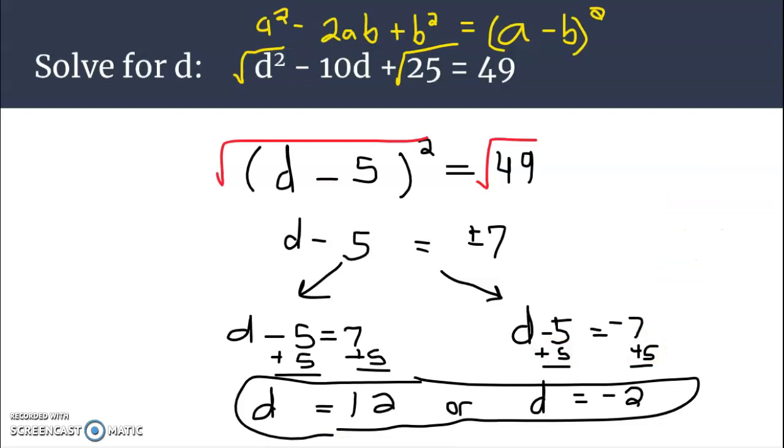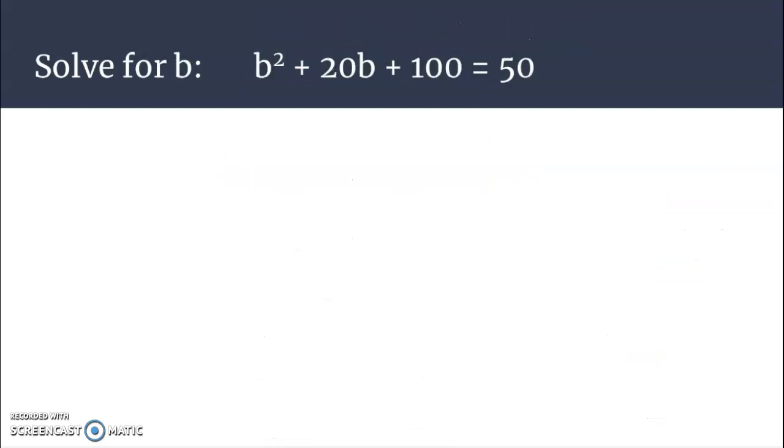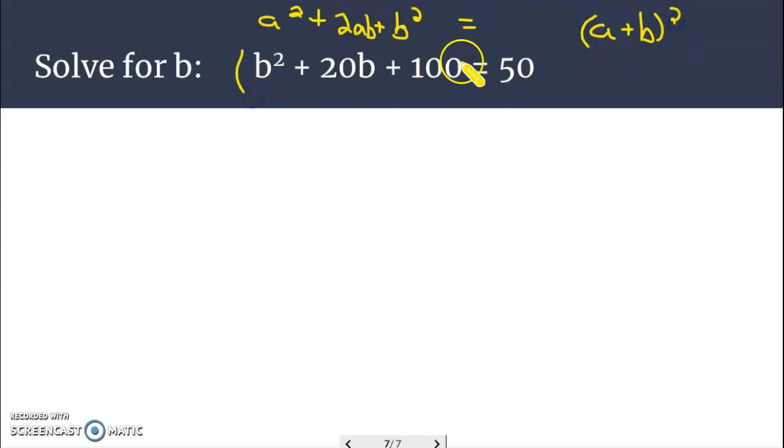Look at one more very similar type problem. Notice we have a perfect square trinomial yet again. Follows this format: a squared plus 2ab plus b squared. That factors into a plus b quantity squared. That's what we have here, perfect square trinomial. We'll set that up as a quantity squared, something plus something equals 50.